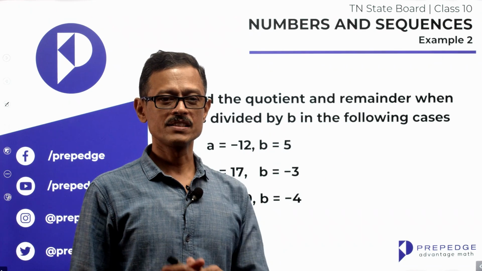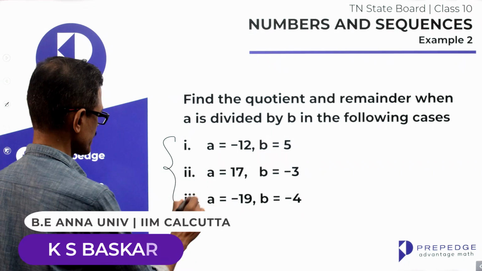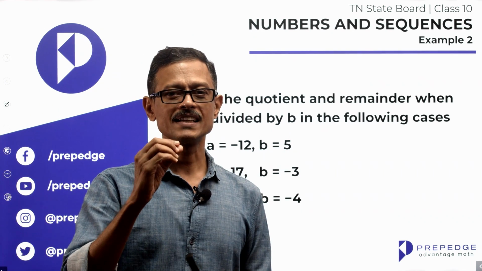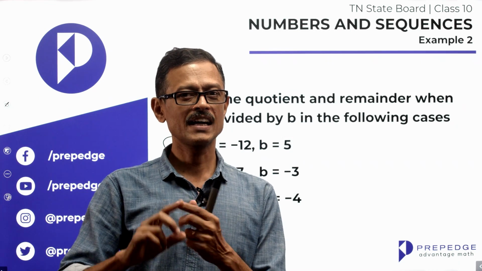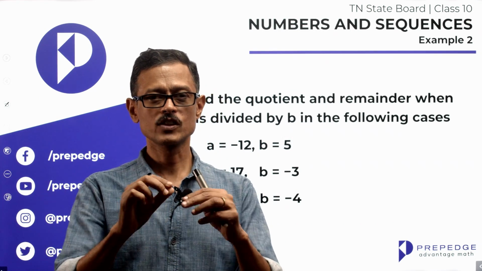Chapter 2 Numbers and Sequences, we are looking at example 2. Example 2 has 3 parts, and we will do all three. Apart from this, if you look at the textbook next to example 2, there is something called a progress check and a thinking corner. We are going to look at solutions to all these questions in this particular video.